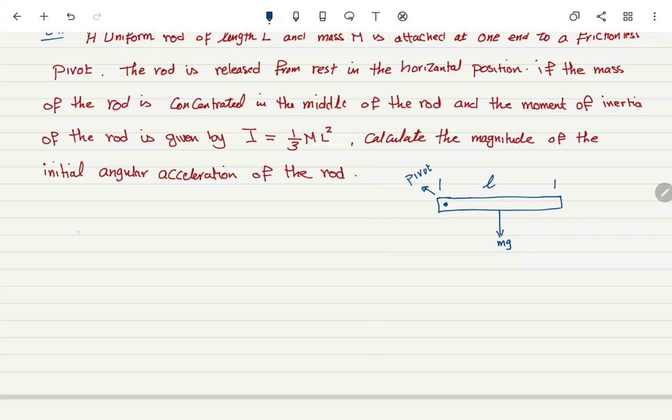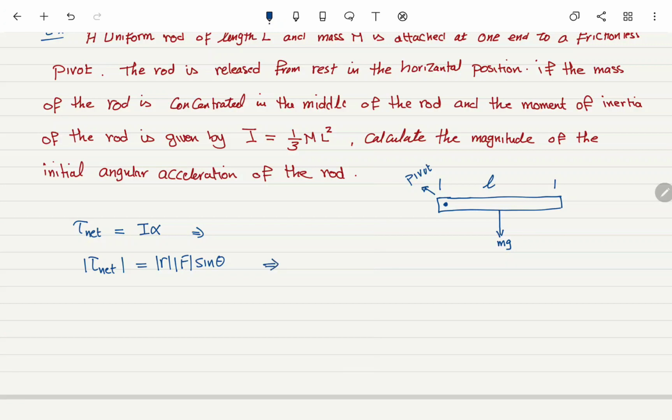Now the net torque is equal to I alpha. Alpha is the angular acceleration and I is the moment of inertia. I for this rod is equal to 1/3 mL squared, and the magnitude of the net torque is equal to R F sine theta, where theta is the angle between F and R.